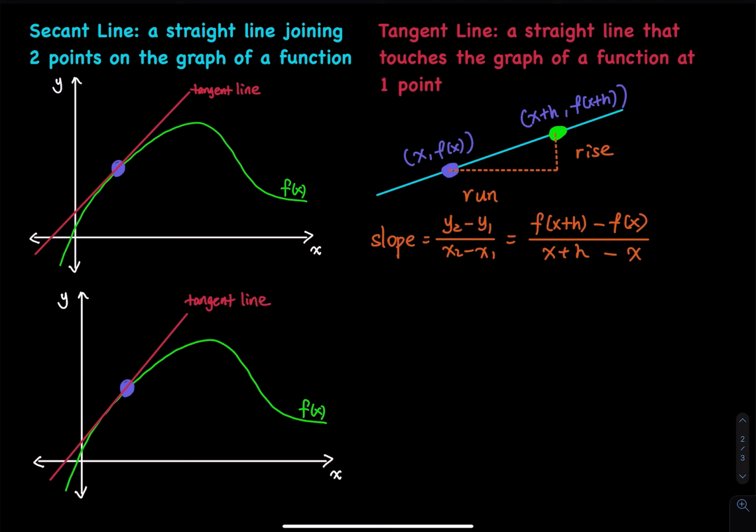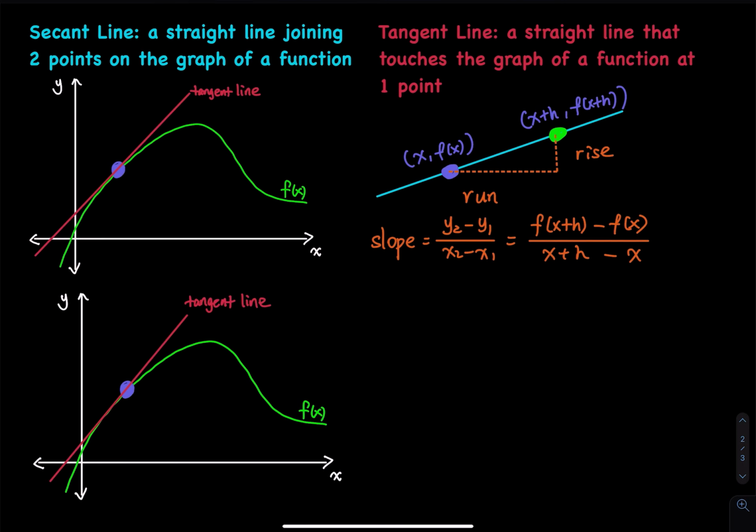So therefore, I have to draw a secant line. A secant line is a straight line joining 2 points on the graph of a function. All right. So I am going to sketch a secant line joining 2 points, one at the purple and then one right over there.